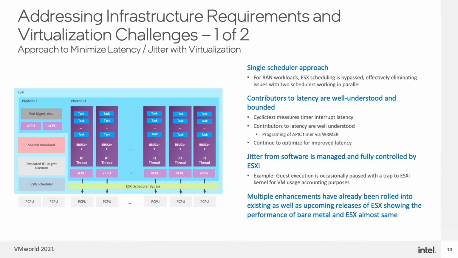So first and foremost, there are no two schedulers even if you bring in ESX. ESX actually pins the respective vCPUs, the virtual CPUs, to the actual physical CPUs, thereby completely bypassing the ESX scheduler.